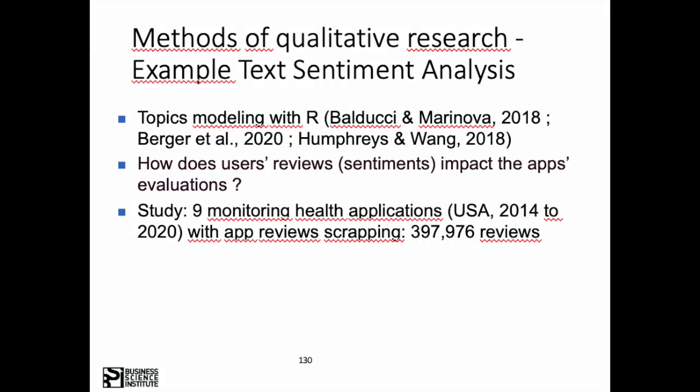Here's one example of how we used qualitative research and text sentiment analysis. The idea was to model topics with R, the software tool. And the research topic was, how do user reviews impact the app's evaluations? So in clear words, which sentiments are expressed about the apps. We studied 9 monitoring health applications in the US from 2014 to 2020 with app review scraping. In total, we had almost 400,000 reviews about the health applications.